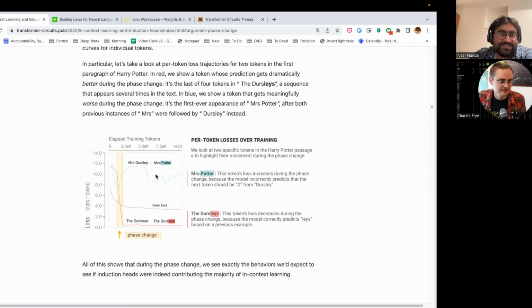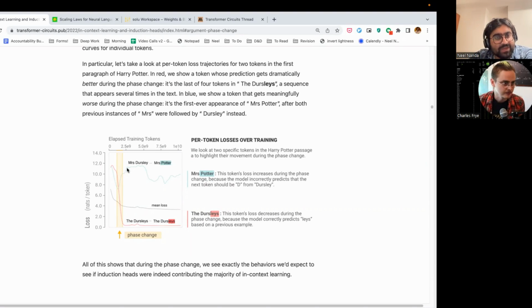Here's another graph, pretty similar to what was being shown above. Oh, I think this does kind of answer your question. Yeah. This is how the ability to predict these changes versus the ability to predict Potter changes. So it's not quite Potter versus D. Yeah, but it does at least state the model incorrectly predicts that the next token should be D. It's not a component of the visualization, but it is a component of the claim here. So that does answer it.